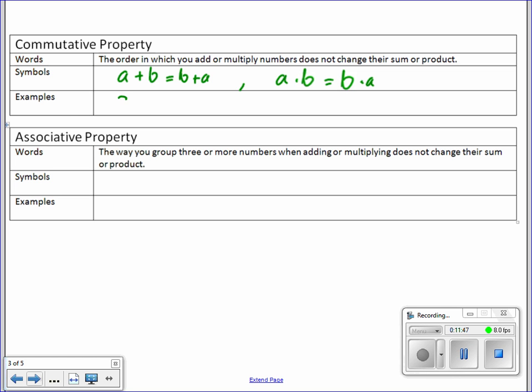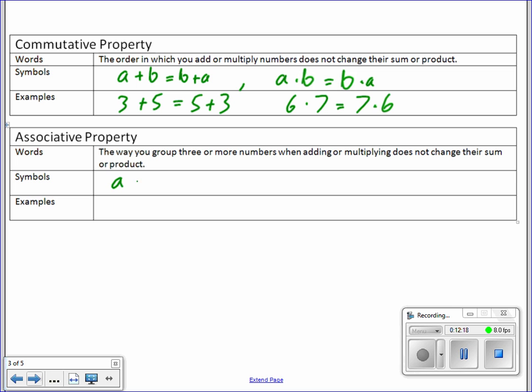Give ourselves some examples. 3 plus 5 is the same as 5 plus 3. And 6 times 7 is the same as 7 times 6. It's my commutative property. The associative property says the way that you group 3 or more numbers when adding or multiplying does not change their sum or product. Once again, this works for multiplication and addition.